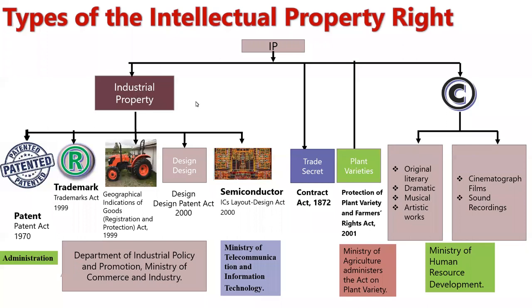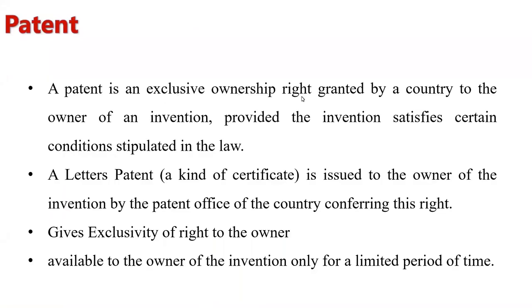If I am saying patent, that means it is an exclusive or ownership right granted by a country to the owner of an invention, if the invention satisfies certain conditions. What conditions should it satisfy? It should be a new product, or a process involving inventive steps, and capable of industrial application. Capable of industrial application means that the invention is capable of being made or used in an industry.